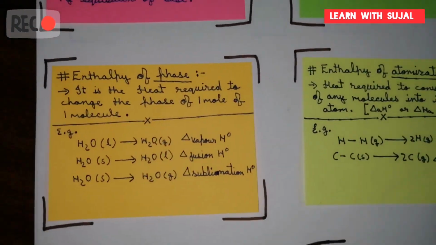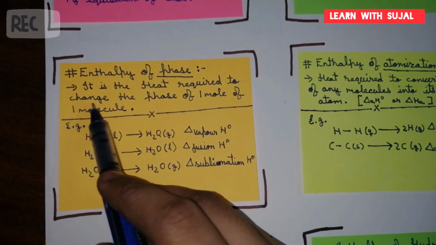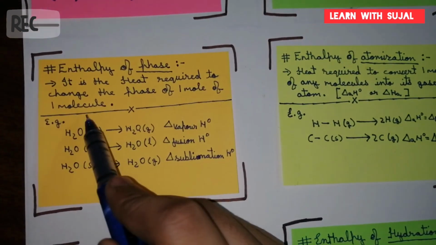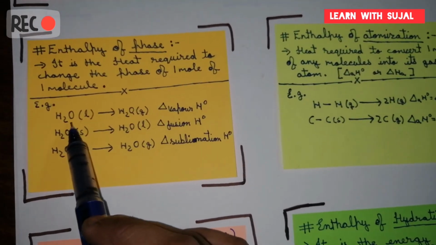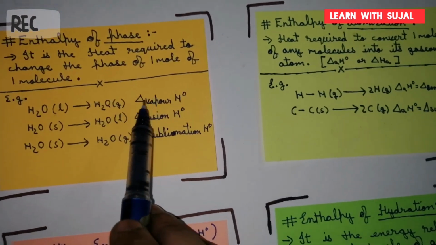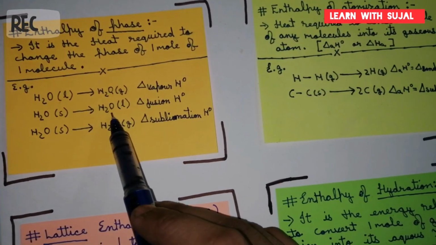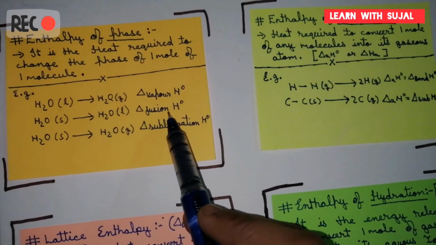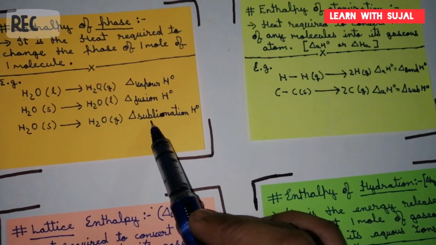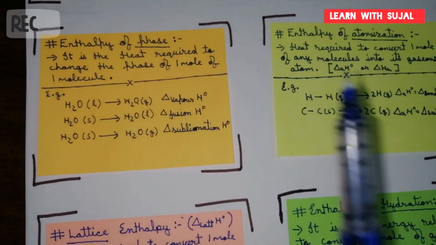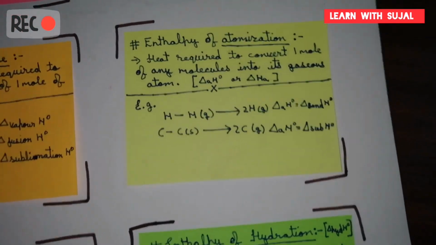Okay, so take another enthalpy, enthalpy of phase. It is the heat required to change the phase of 1 mole of a molecule. For example, H2O liquid to H2O gaseous is known as delta vaporization enthalpy. H2O solid to H2O liquid is known as delta fusion enthalpy. And H2O solid to H2O gaseous is known as sublimation. You already studied this in the 9th or 10th standard in your science book.